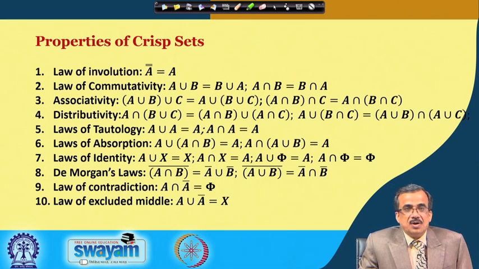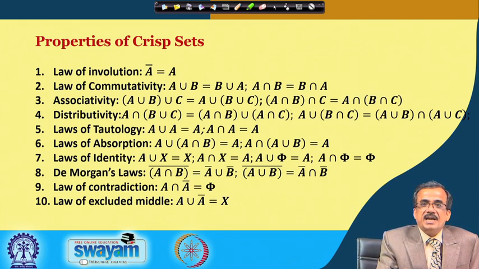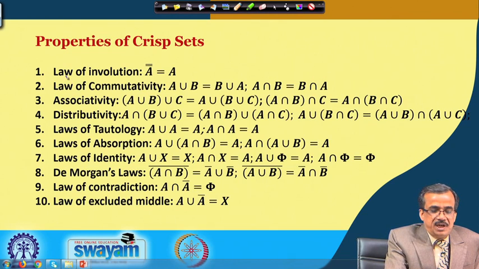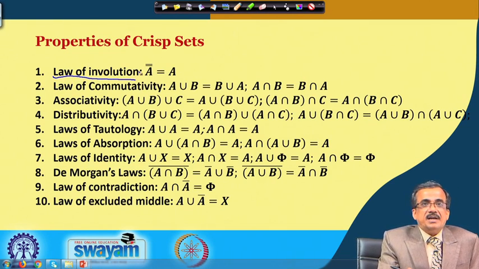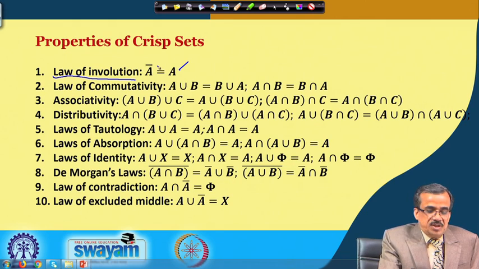Now, I am just going to concentrate on the properties of the crisp set, and these are very important because the crisp set follows all 10 laws. I am going to state the laws one after another, and as I told, you people have already studied this, so it is some sort of recapitulation. The first law is known as the law of involution. It states that the complement of a complement of a crisp set is nothing but the original set. The next is the law of commutativity.